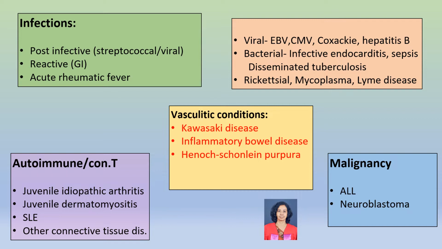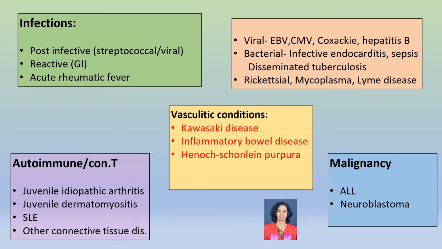Similarly, rickettsial infections like Rocky Mountain spotted fever, Mycoplasma infection, and Lyme disease could also result in arthritis during an acute infection. Now, what is reactive arthritis? It usually follows gastrointestinal infections like E. coli and Shigella, which, again, is a post-infective arthritis.